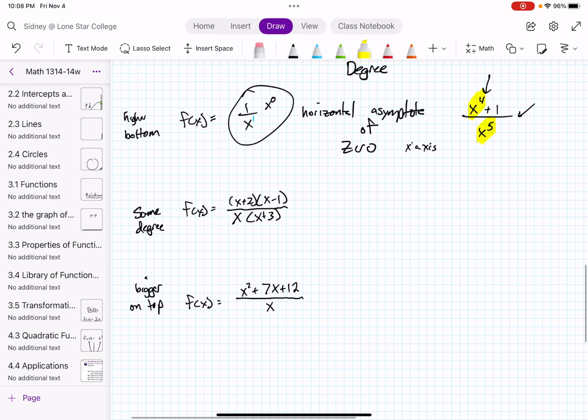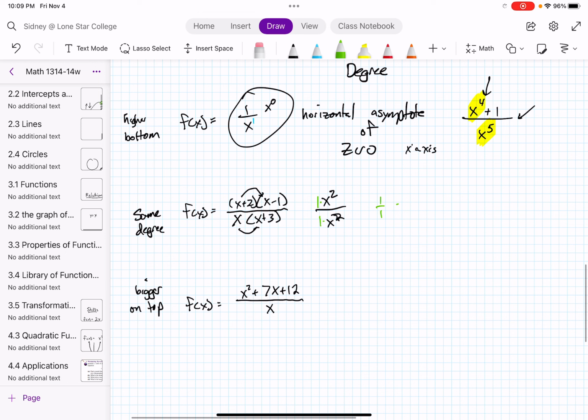Now the next case is same degree. So when we look at degree, just make sure you remember that if we multiply everything together, we get x squared as the leading term on top, and x squared as the leading term on the bottom. These are both degree 2. Now when you have the same degree, top and bottom, your job is to look at the leading coefficients. Each of these is 1x squared, so you look at the ratio of leading coefficients, and in this case that's 1 over 1, which is just 1. That is the horizontal asymptote.